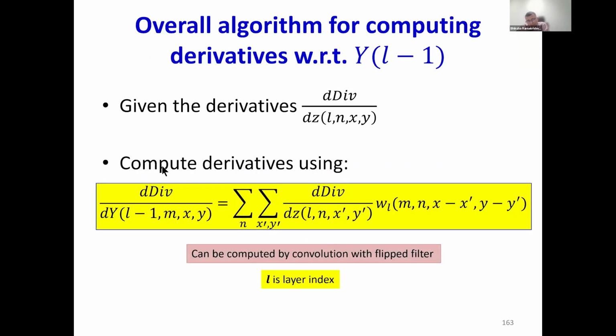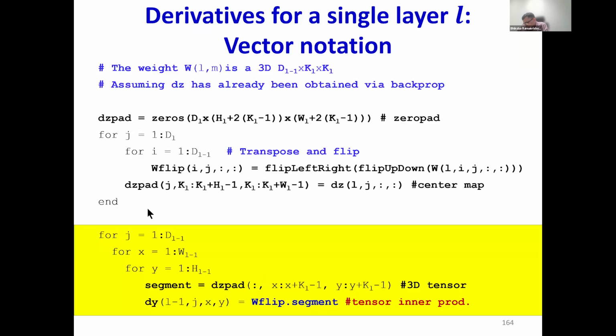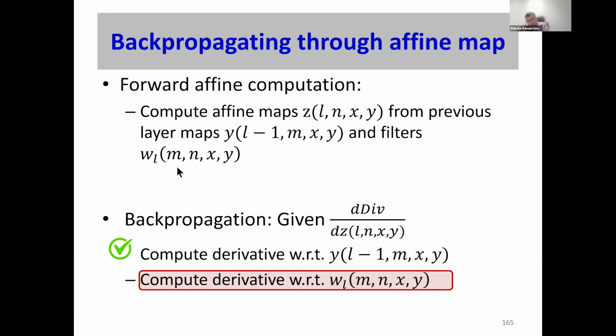So we now have the derivatives for all of the y's. And this can be computed by convolution with a flipped filter. I have some pseudocode for it. It's fairly straightforward. You can just use the same convolution code you have going forward to compute it. So this gives us the derivative for the y's. The next is the derivative for the filter weights, right? How does that work?